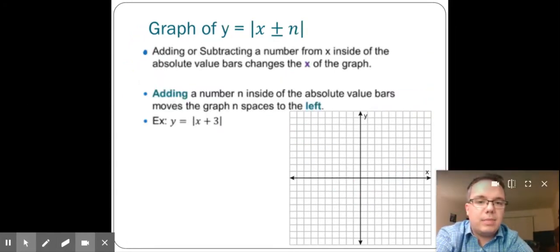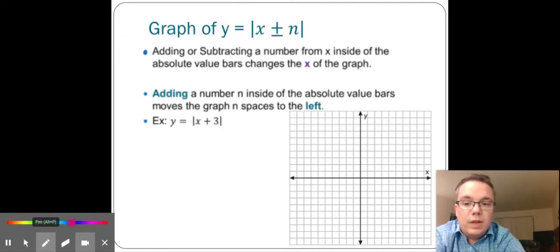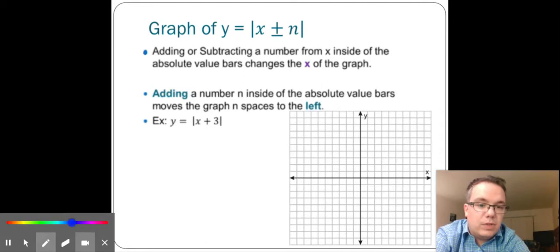Add or subtract a number inside the absolute value, and that's going to move it in the x direction, left or right. If we add a number to the inside, you think it would move to the right, in the positive direction, but because of the way the formula is set up for this function, it's actually x minus a number. So the only way we can add is to subtract a negative number. That means we're actually going to move in the negative direction, to the left.